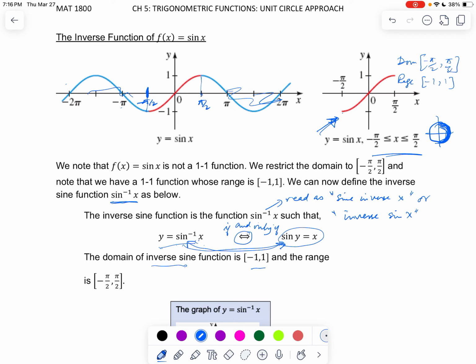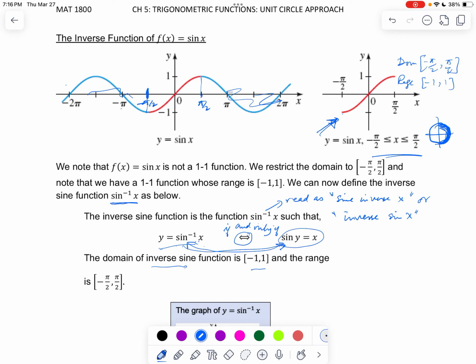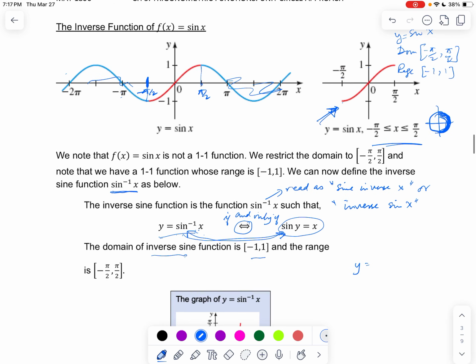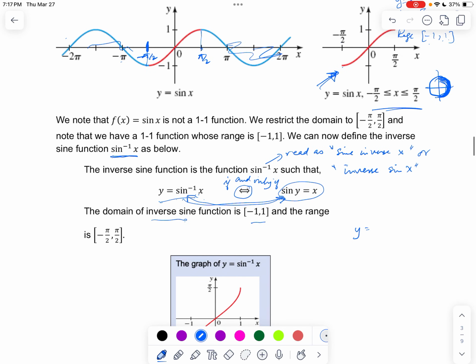When we talk about the inverse function, as we mentioned in 2.8, the domain and the range reverse. This is true for f of x equals sine x. But for the function y equals sine inverse x, the domain will be negative 1 to 1 and the range will be negative pi over 2 to pi over 2. That's what is written here.